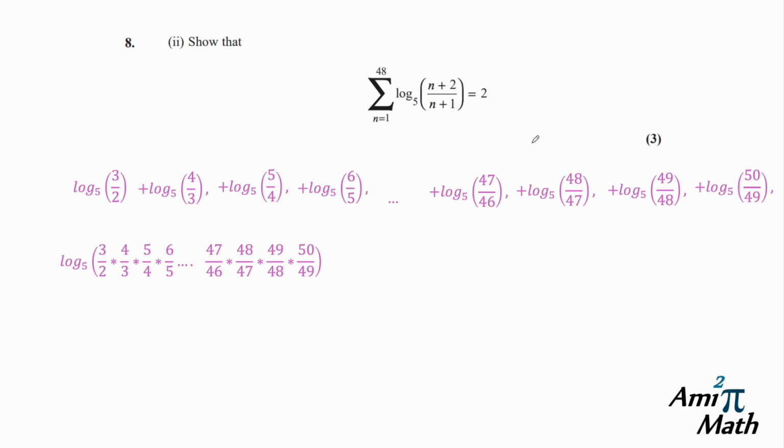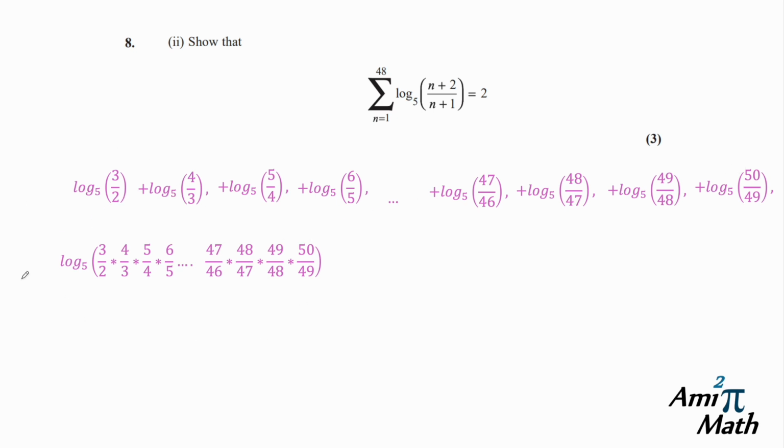And how do you know that your last value is 50 over 49? Well, in this sum, you know that your last value of n is 48. So if you put 48 into this, 48 plus 2 equals 50, 48 plus 1 equals 49, and that is your last value. Okay, and then what do we do next?